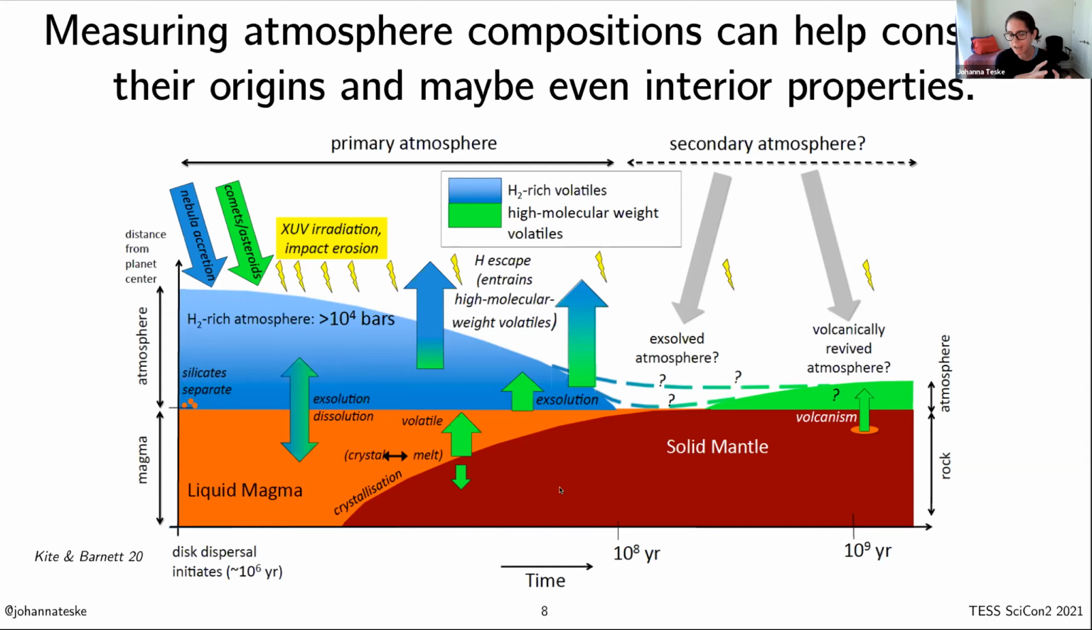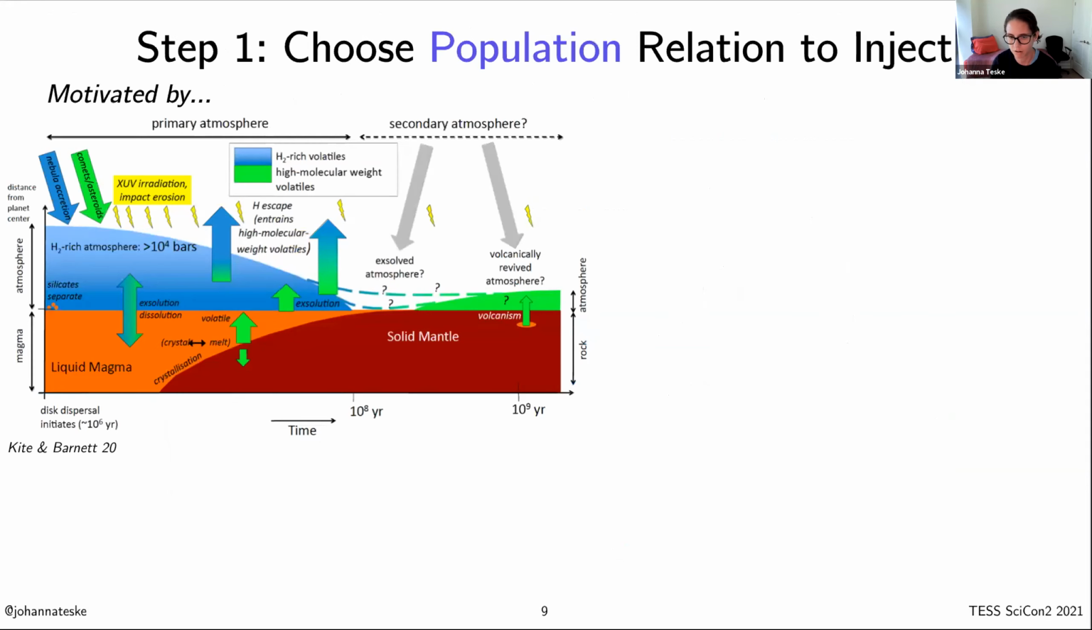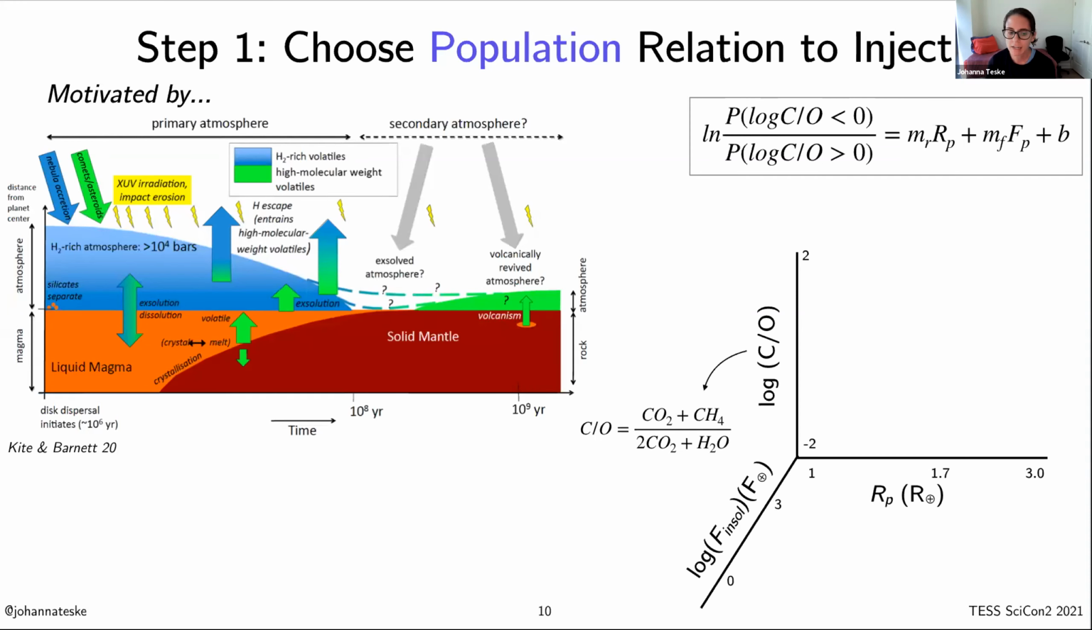So motivated by the RV survey approach, trying to address some biases and wanting to understand exoplanet atmospheres and their connection to the exoplanet interiors, we wanted to study how target selection could influence the inferences that we would make for the population. And so the first step was to choose a population relation to inject into a mock survey.